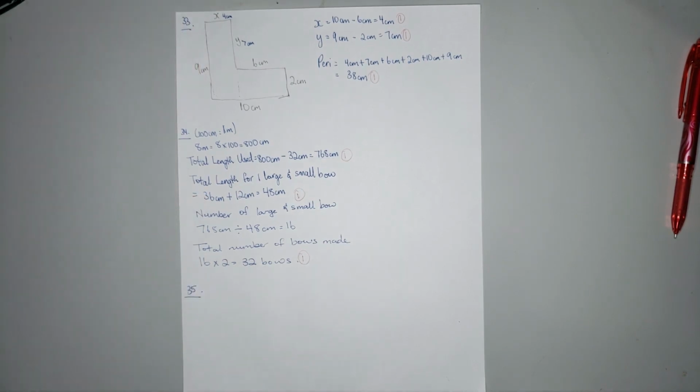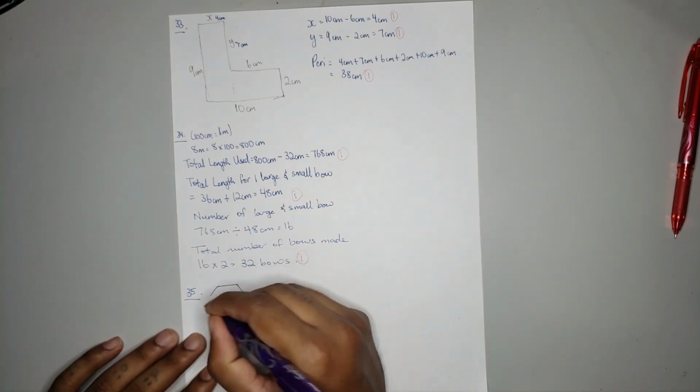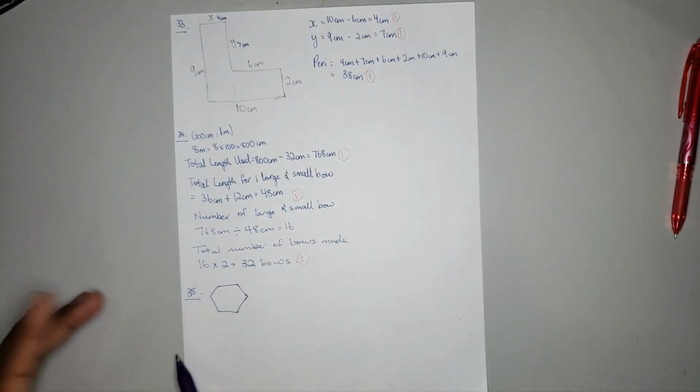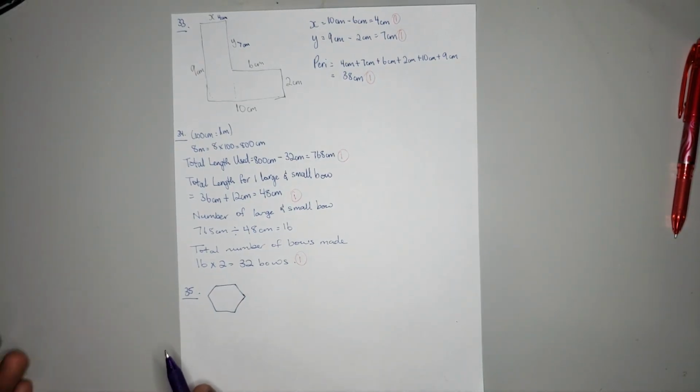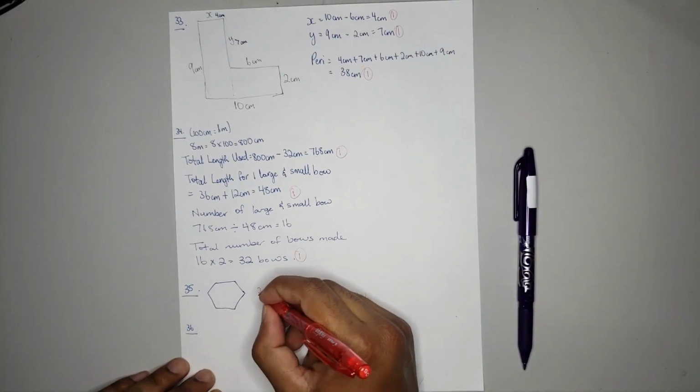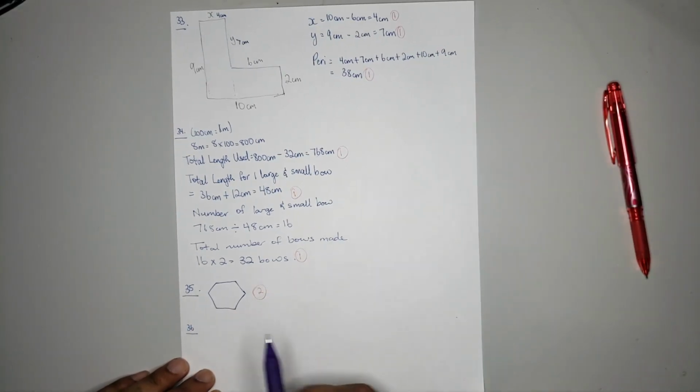Number 35 states, draw the next polygon to complete the pattern. So we have 3, 4, 5. Now we need to be 6. We need to draw a 6-sided polygon. Because if you see from the pattern, the first one is 3, then we move to 4, then we move to 5, and then we have 6. Any 6-sided polygon will work, right?